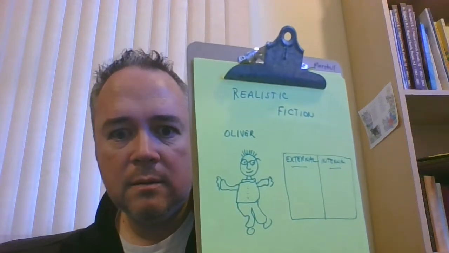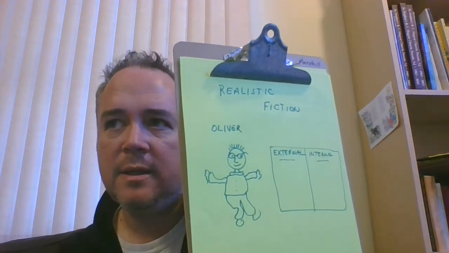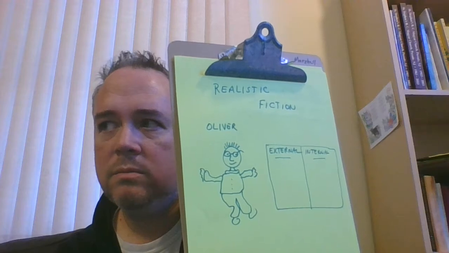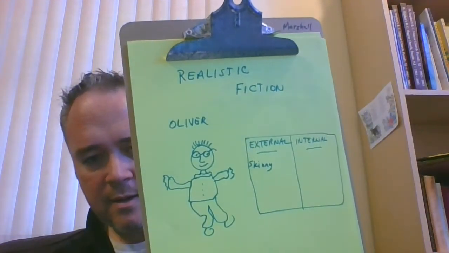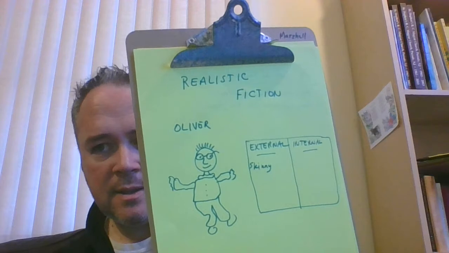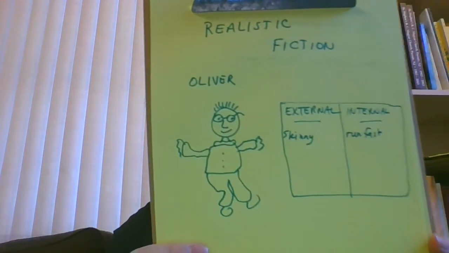Andrew's kind of skinny. That's an external characteristic. So do I want Oliver to be skinny? Yeah, let's make him skinny. He looks kind of skinny to me, right? And because he's skinny, then he can run fast, right? So that's an internal characteristic. So he's a fast runner.